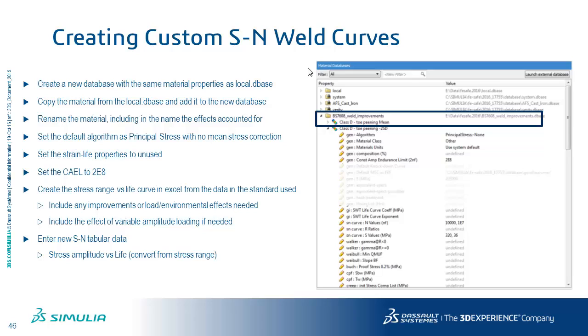The algorithm to be used for the nominal stress approach would be the principal stress algorithm with no mean stress correction. We're now assuming as welded state, so there is no effect of mean stresses. You can remove all the strain life parameters because weld fatigue is based on stress-based approaches. Set the endurance limit to 100 million cycles. This is typical for weld analysis. This is common for BS7608, for IIW, and for Verity.